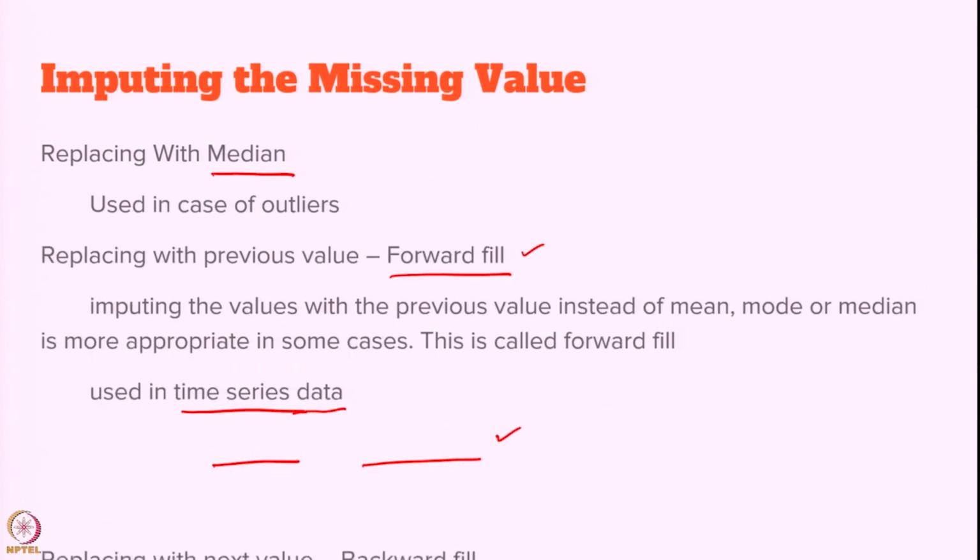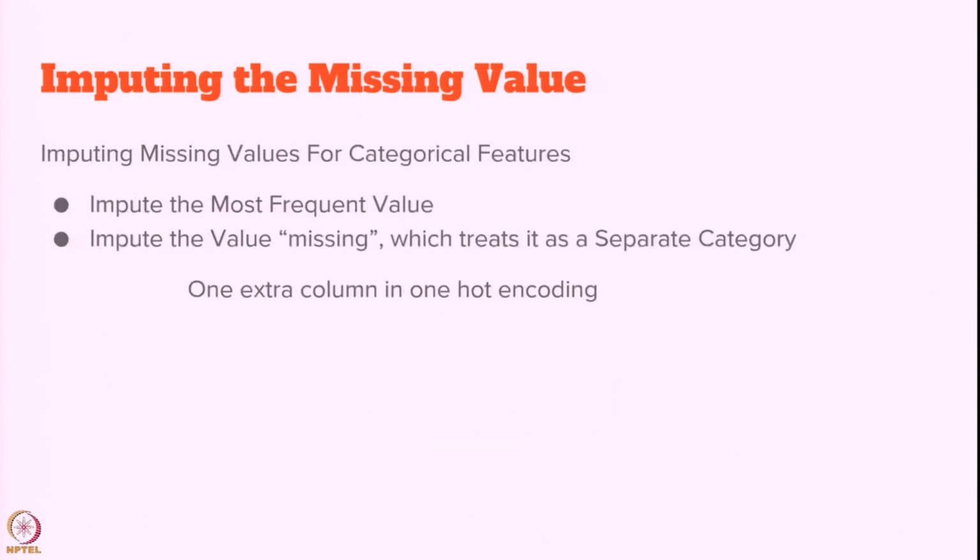Now, with this we will see what else we can do when it is categorical data. As I told earlier, one of the ways to do it is to use the most frequent value in categorical data.